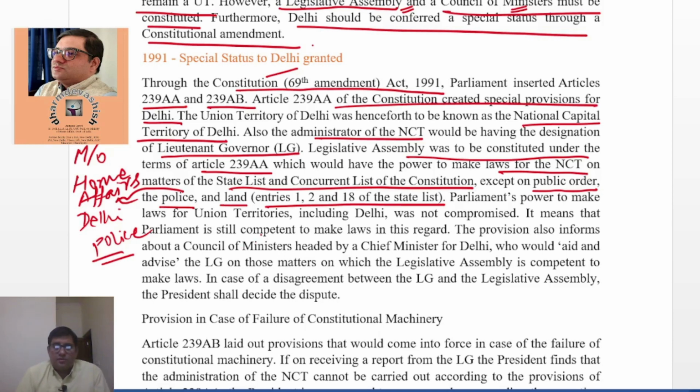Now, theoretically speaking, what does this mean? It means that the Parliament is still competent. It means that the Parliament still has all the powers to make laws in this regard.